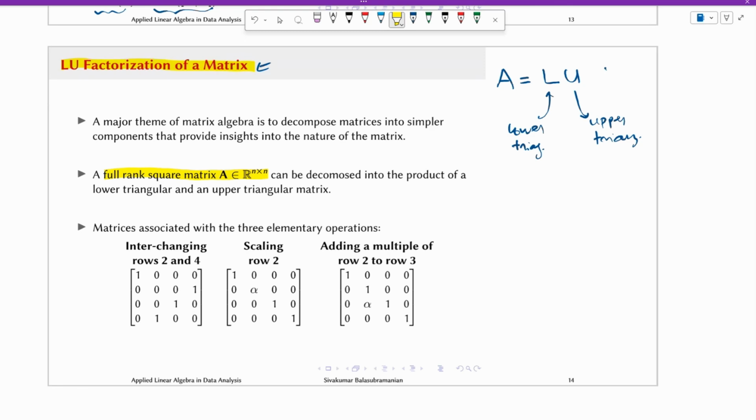The way you obtain the LU decomposition is by following the Gaussian elimination rules for a square matrix. For now we will assume that when you do Gaussian elimination, it does not require any row exchange operations. If your matrix A, when doing Gaussian elimination, requires row exchanges, then it turns out you cannot write it as A equals LU. You have to do a slight modification.